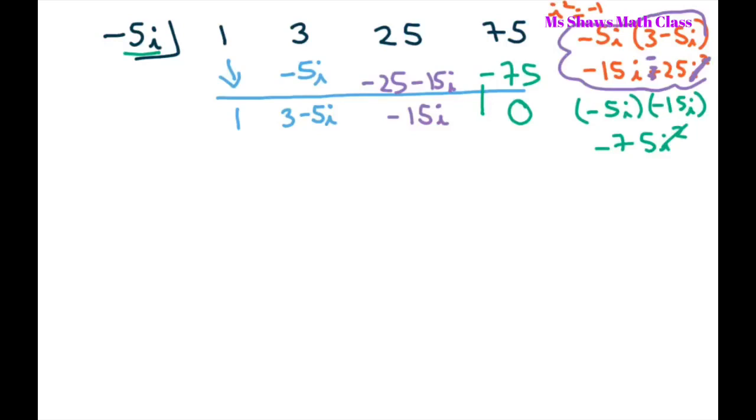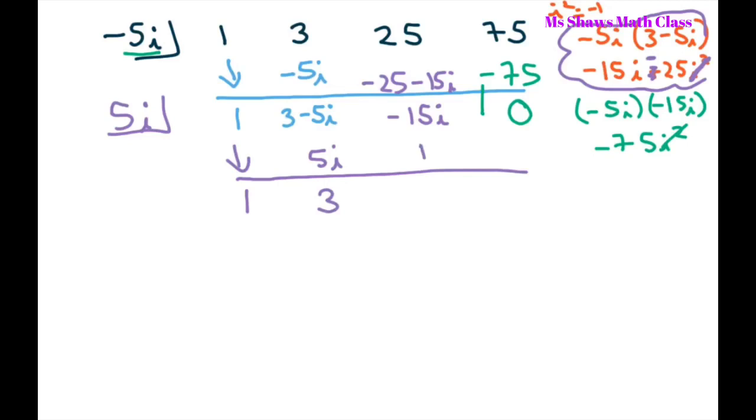Okay, now to finish off, we're going to have to use our other 0, which we know to be 5i, and the rest is pretty simple. Bring down the 1, multiply, you get 5i, add, you get 3, multiply, you get 15i, and that gives you 0.